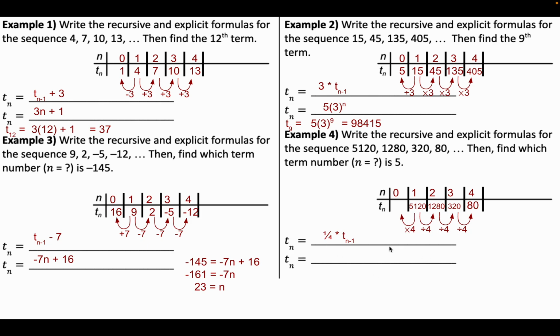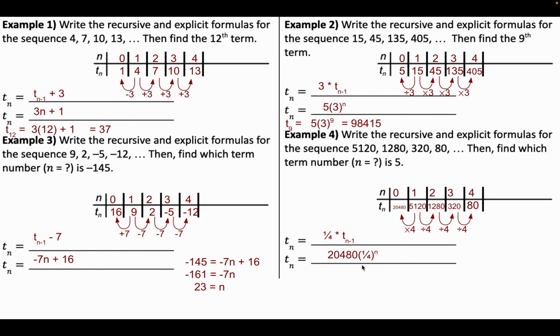Okay. And so if we're dividing by 4 going forward, that means we're multiplying by 4 going backwards. When we multiply 5,120 by 4, we get 20,480. And so then our formula is going to become 20,480 times 1/4 to the nth power. Right? So notice the similarity between examples 2 and 3. In example 2, our rate of change was 3 because we were multiplying by 3. In example 4, our rate of change was 1/4 because we were dividing by 4 as we went forward.